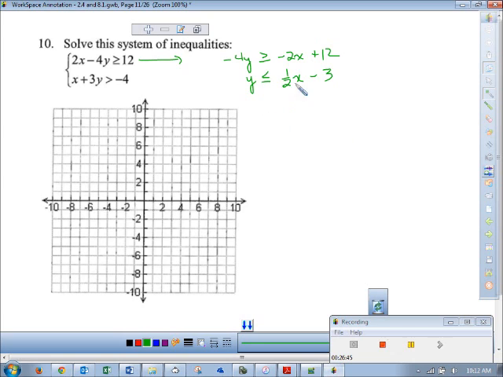Y'all cool with this guy? I'm going to graph him first. Instead of trying to put both of them in slope-intercept form, I go one at a time. I'm going to graph him. So negative 3 is the y-int. Rise 1, run 2. Solid line.